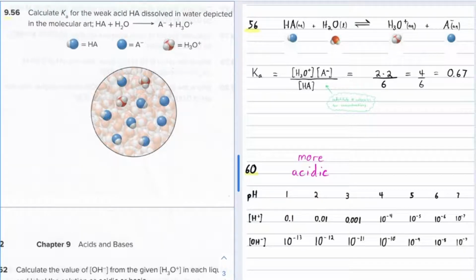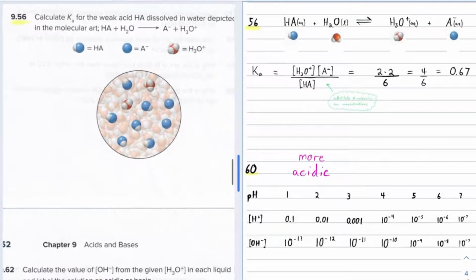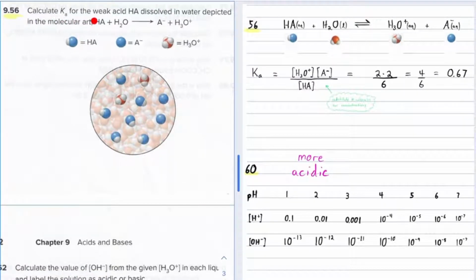Number 56. Calculate Ka for the weak acid HA dissolved in water depicted in the molecular art.